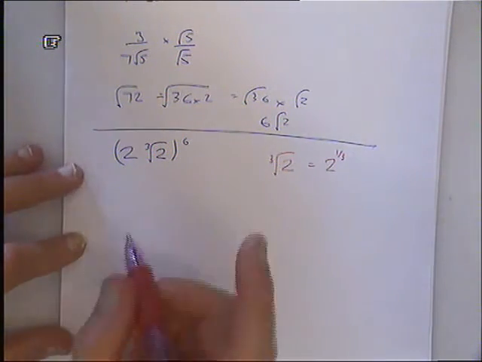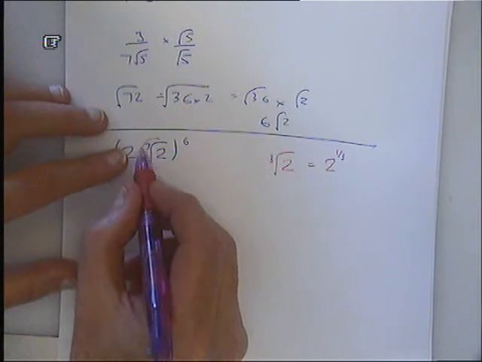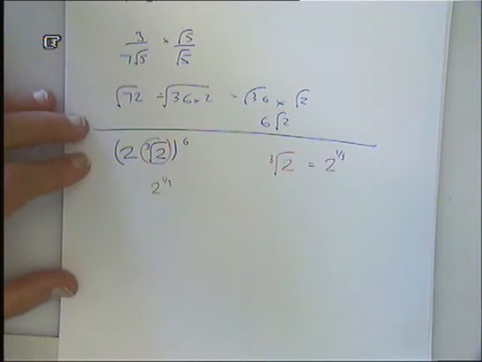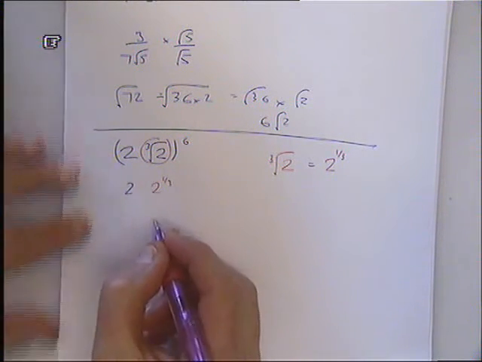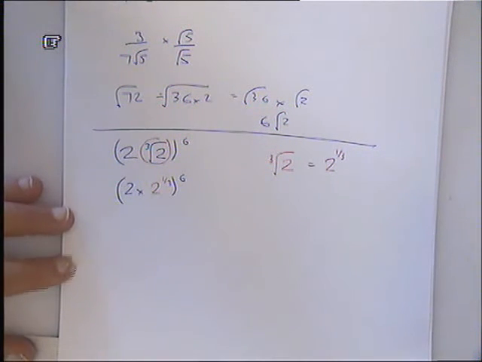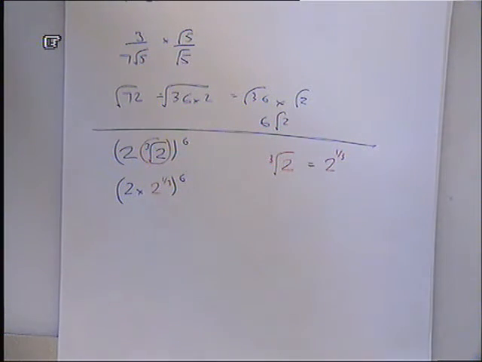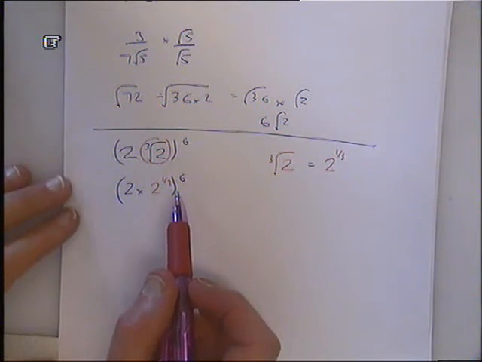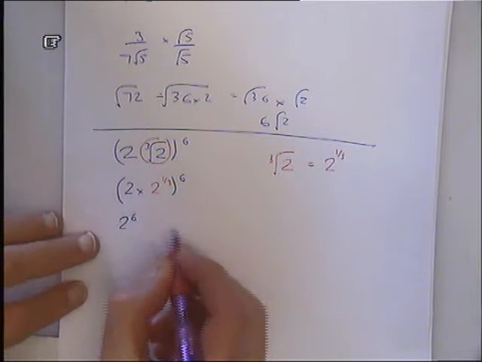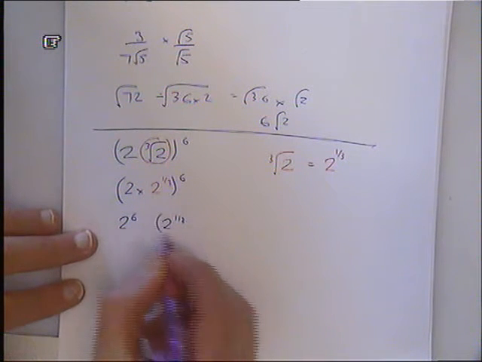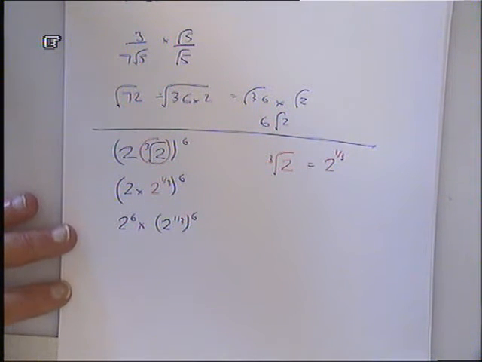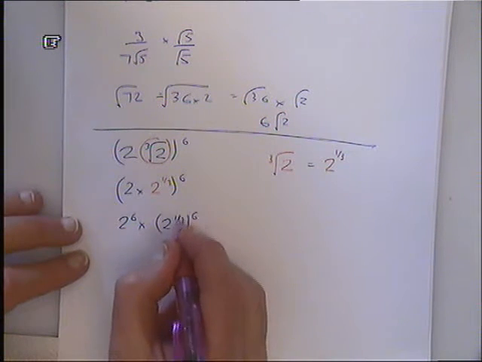Okay? So, over here, I could rewrite that bit as 2 to the power of a third. I've still got this other 2 here. They are being multiplied together, and it's all to the power of 6. This power of 6 applies to both bits. It applies to the 2, so you can split this up as 2 to the power of 6, and I've got 2 to the power of a third to the power of 6, and they are being multiplied together. So that's a third there.